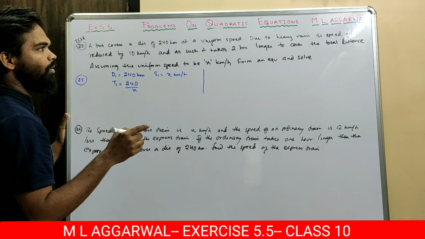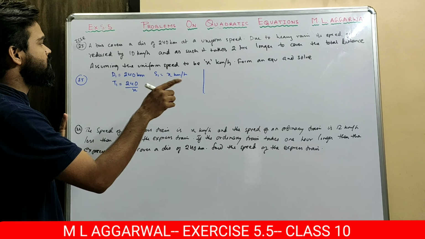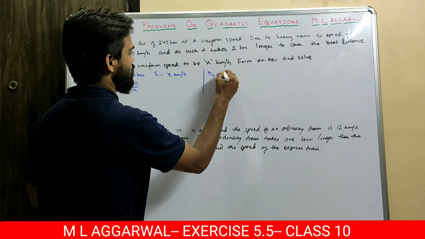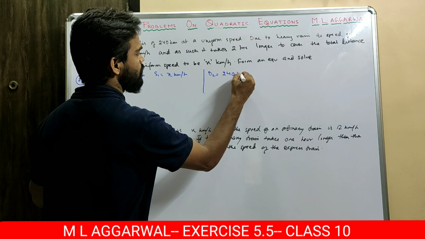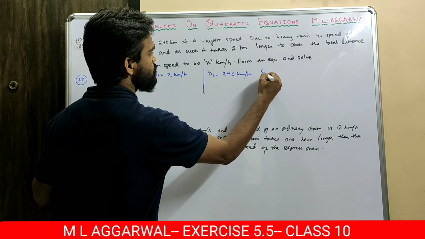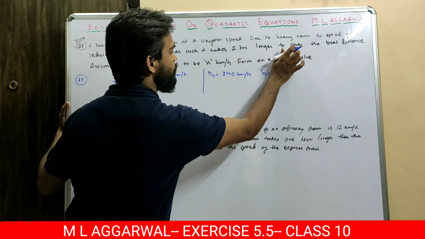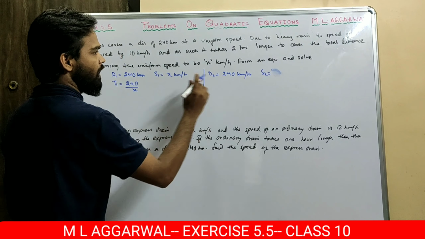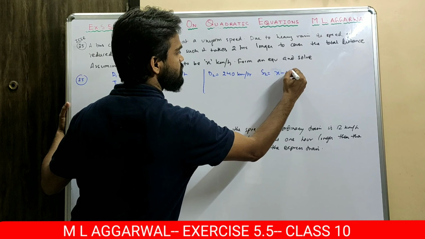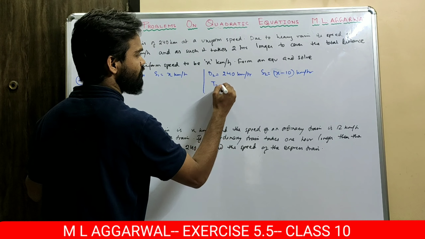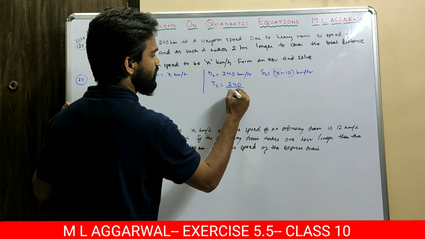Simple. Now what happened? Due to heavy rain, speed gets reduced by 10 km per hour, which means distance is still same, that's 240 km, but the speed got reduced by 10 km per hour, which means speed will be what? x minus 10 km per hour, and in this case time will be distance by speed.